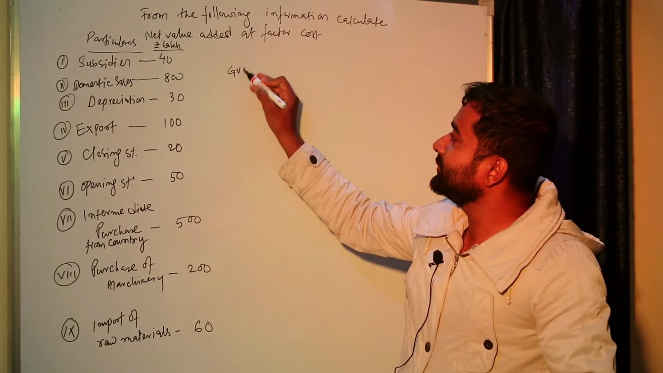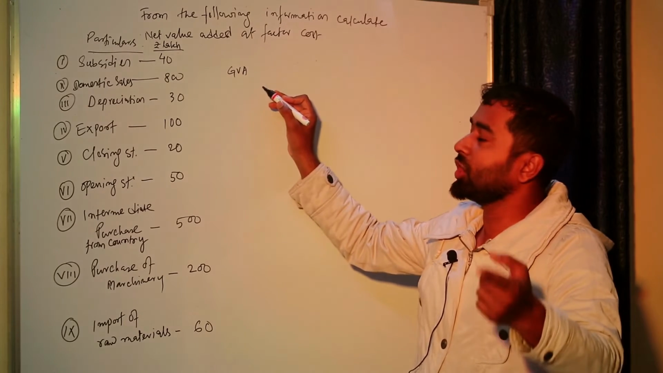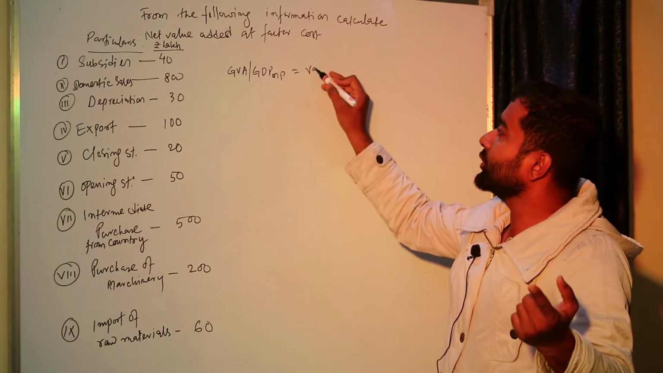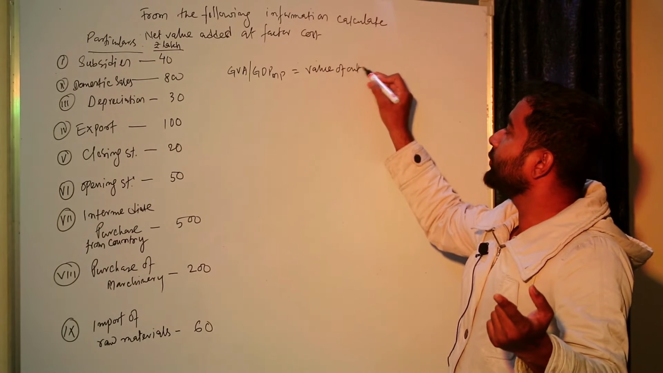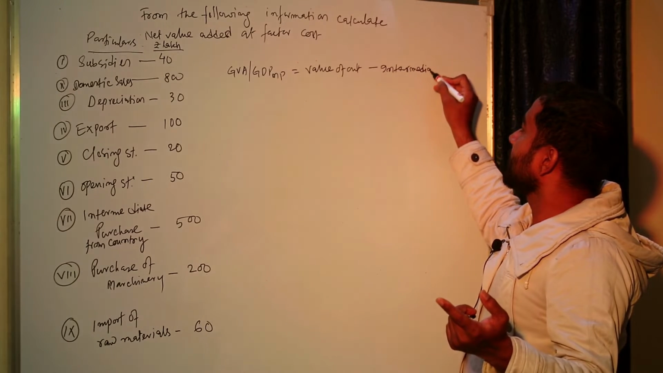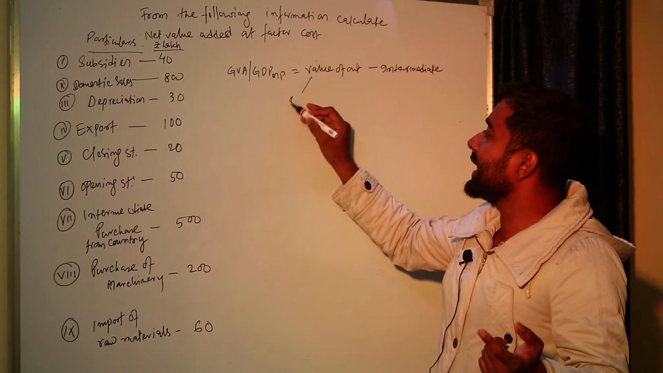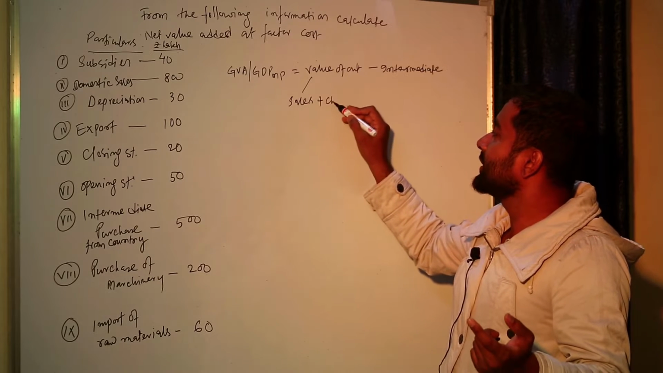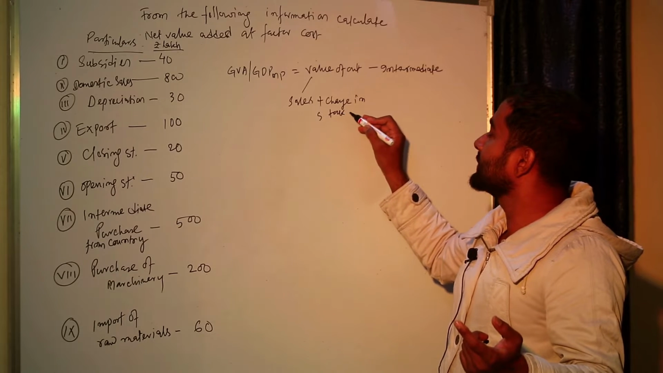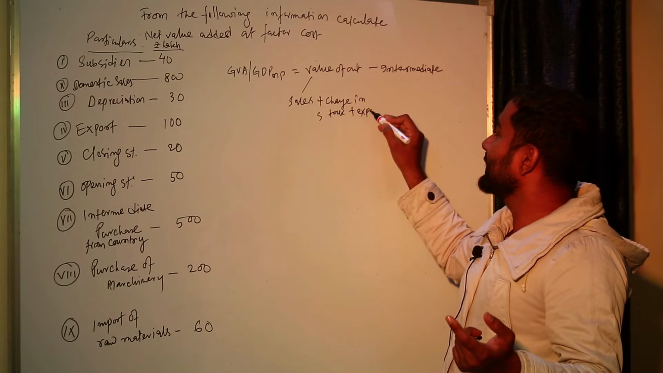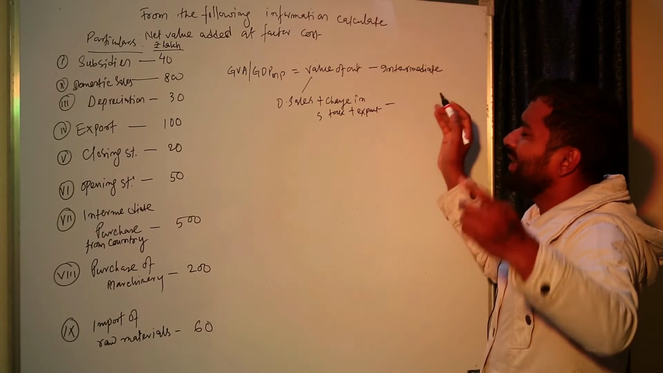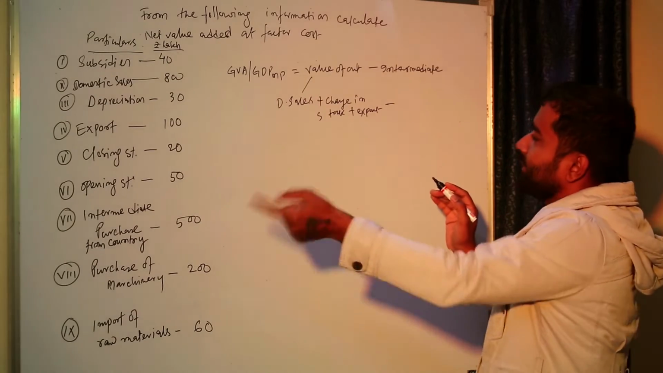As per the GVA, otherwise known as gross domestic product at market price, it equals value of output minus intermediate consumption. Now the value of output is domestic sales plus change in stock plus export. Export should be taken here if domestic sales is given. Now let's find out what is given.